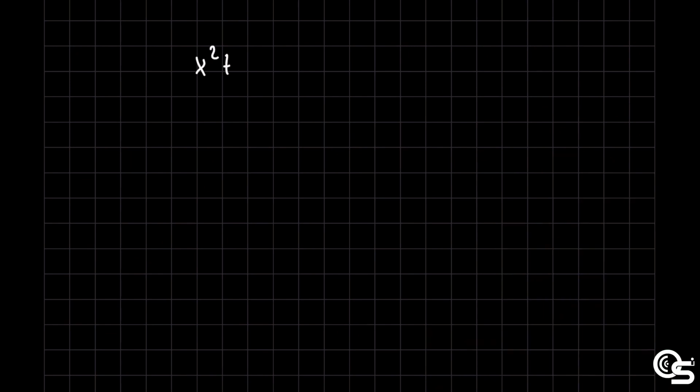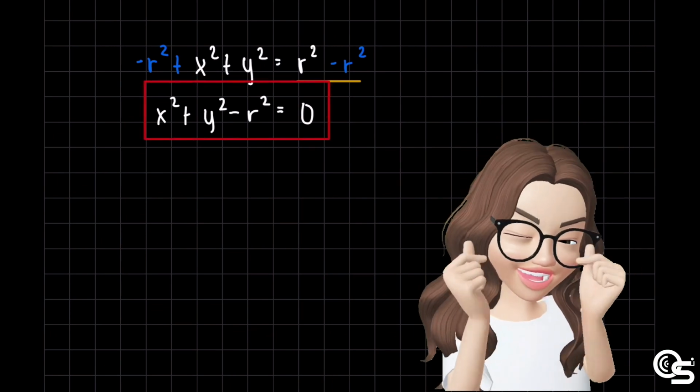Now, if we are dealing with the standard form having its center at the origin, we will just have x squared plus y squared is equal to r squared. So in order for us to have the general form in this, we will just equate this one to 0. To do that, we will add negative r squared to both sides of the equation, and then we will rewrite that. So that would be x squared plus y squared minus r squared is equal to 0, because r squared minus r squared is equal to 0. And that is our general form having its center at the origin.